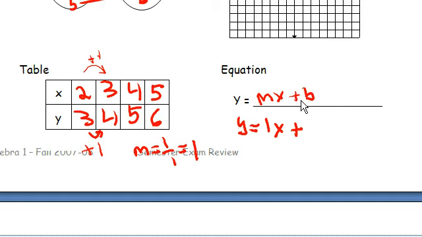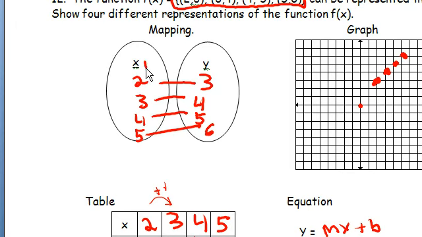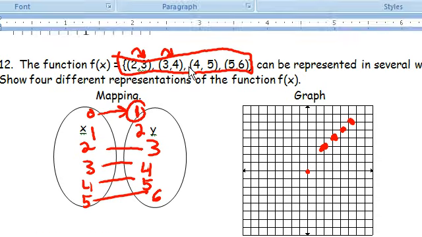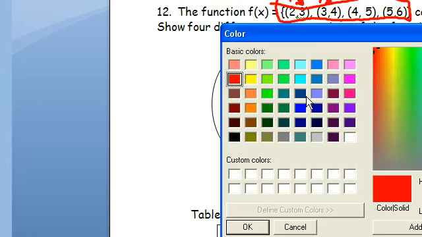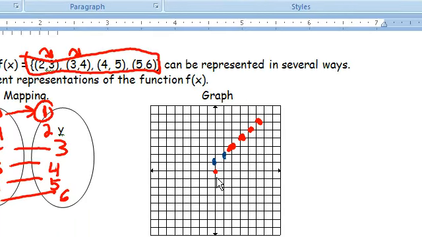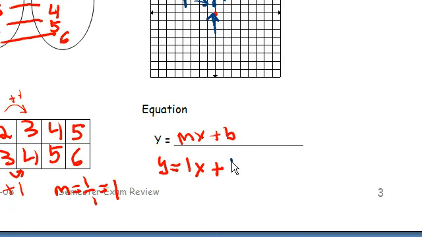Well, b is our starting point. It's what does y equal when x equals 0? So let's back this pattern up. x equals 1, x equals 0. Okay, so that would be y equals 2, y equals 1. So when x is 0, y equals 1. We can see that on our chart over there. If we continue our pattern here like this, we see that when x equals 0, y equals 1. So this would be 1x plus 1.